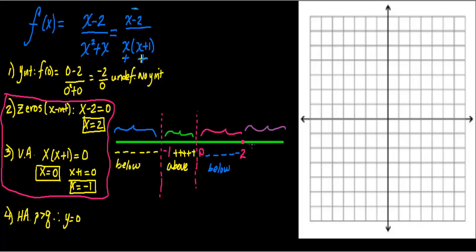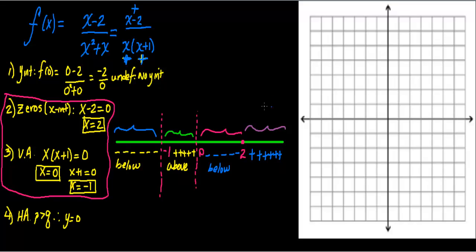Below. And then from 2 to infinity, I'm going to choose 3. 3 minus 2, that will be a positive result. 3 outside the parentheses, that would be positive. And 3 plus 1, that will also be a positive value. So this will be above. And there you have all that information.